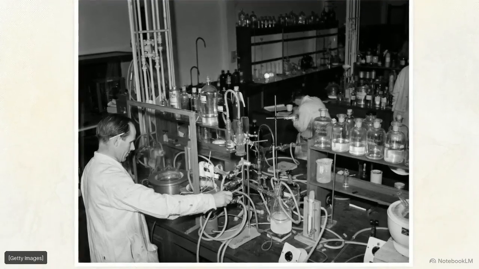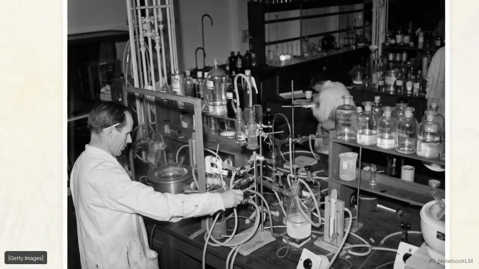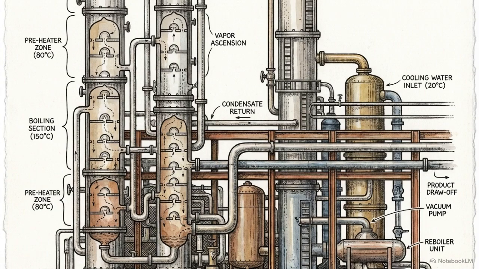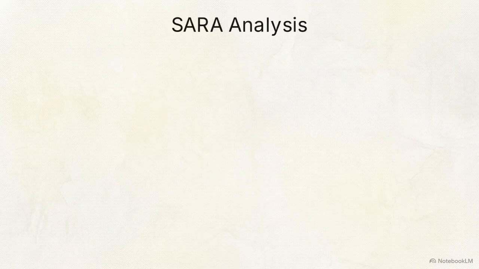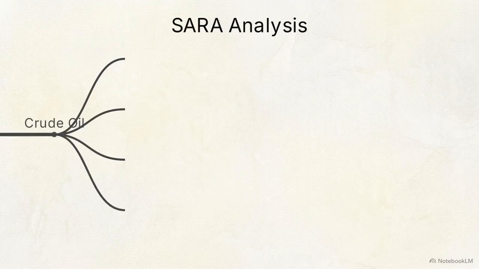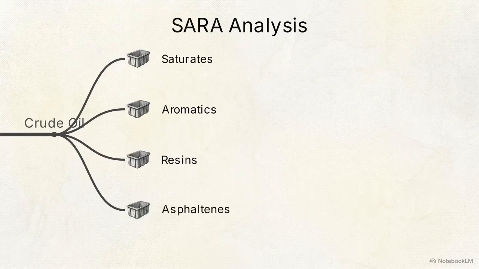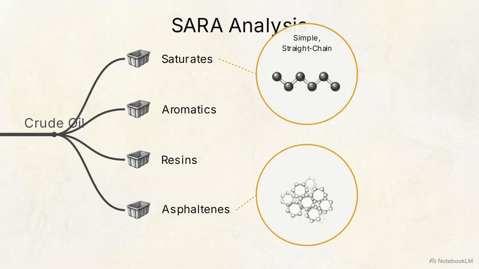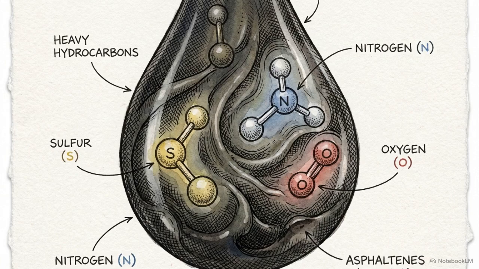By following the chemical assay of the crude, we can deduce the necessary physical layout of the refinery, building the plant from first principles. Before processing, we characterize the crude using SARA analysis, dividing the oil into 4 chemical groups: saturates, aromatics, resins, and asphaltenes. This reveals the discrepancy between simple, straight-chain saturates and asphaltenes, the massive multi-ring clusters dominating the heaviest portions of the oil. Crude also contains hidden heteroatoms, specifically sulfur, nitrogen, and oxygen.